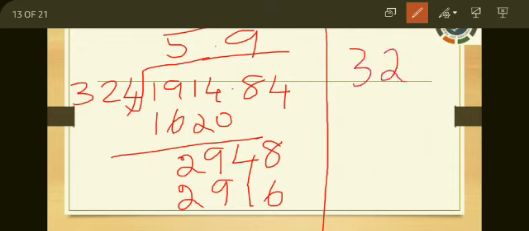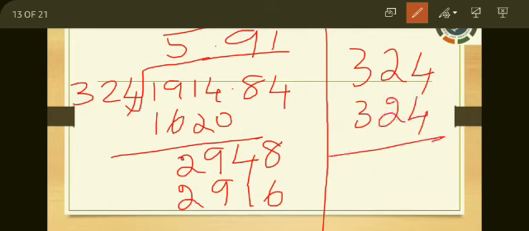Next decimal part number is 4. Now 324, how many times does 324 go into 324? Yeah, right, one time. 324 minus 324 is 0. So what is the answer? The answer is 5.91.